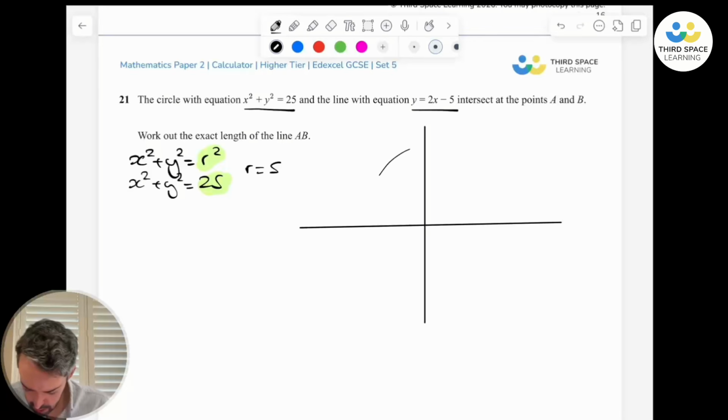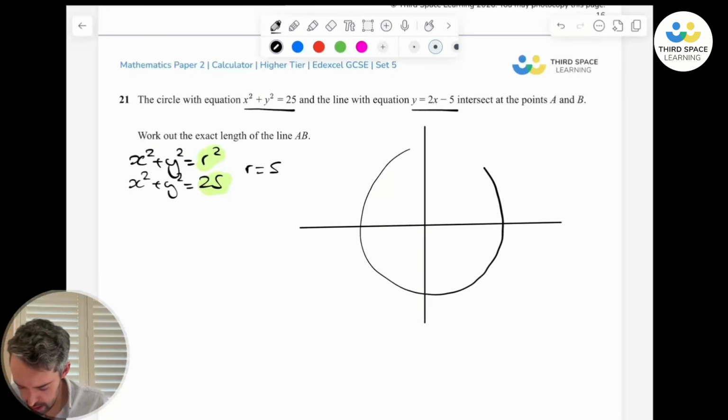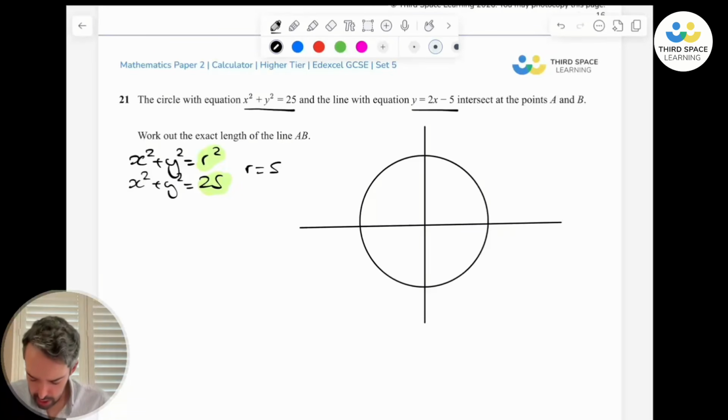So here we go. Let's see how well I do this. There we go. And so that's going to be 5, 5, negative 5, negative 5. Okay. Next, let's plot this one. I'll do it in blue.